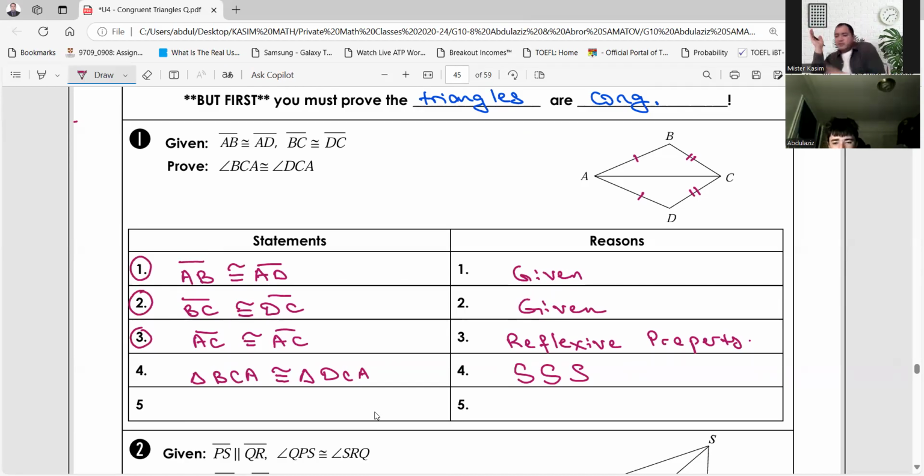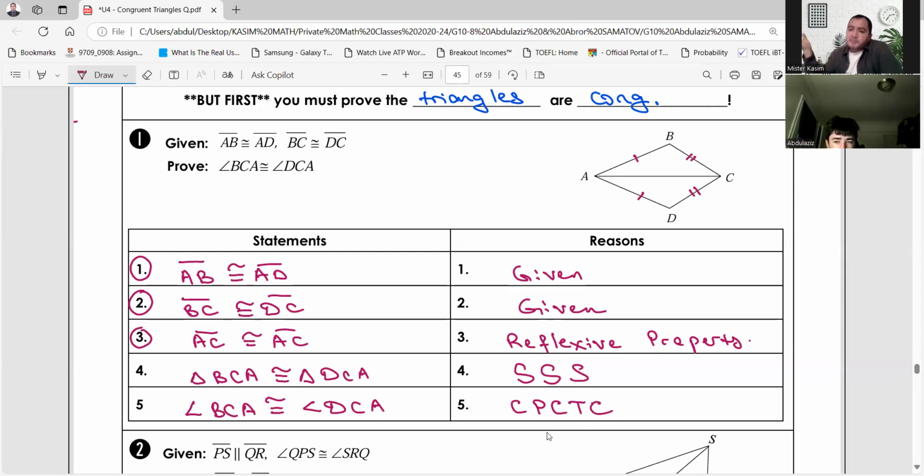So now we are going to get the conclusion here. We have to prove what? Angle BCA is congruent to angle DCA. Why? Because corresponding parts of congruent triangles are congruent.